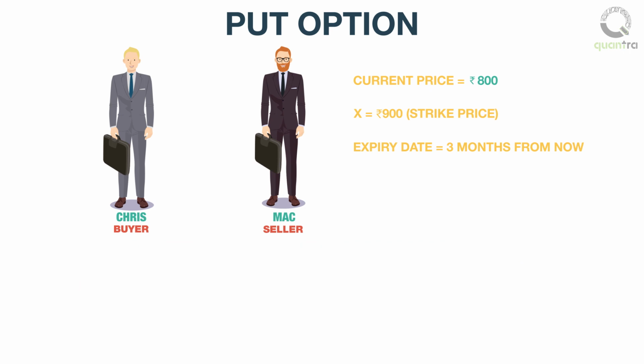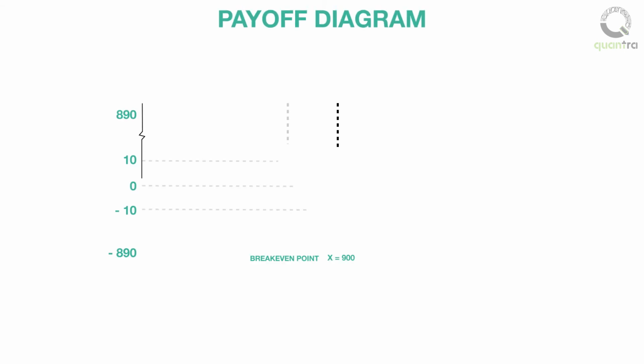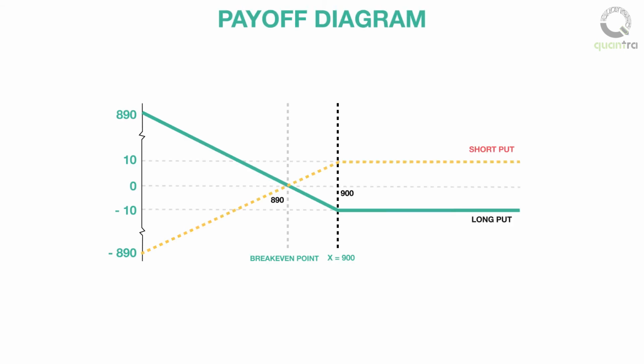Now, assume that the price rises above the mark of 900 rupees. Then, Chris will not exercise the contract, since he has no obligation to do so, and loses the 10 rupees paid to Mac as the premium. Similarly, Mac profits 10 rupees received as the premium. Now, analyze the payoff diagram of the long put and the short put. Here, one important thing to note is that the put buyer has an opportunity to make huge profits, as the price of the stock can theoretically fall to 0 rupees, but the put seller has his profit limited at 10 rupees.